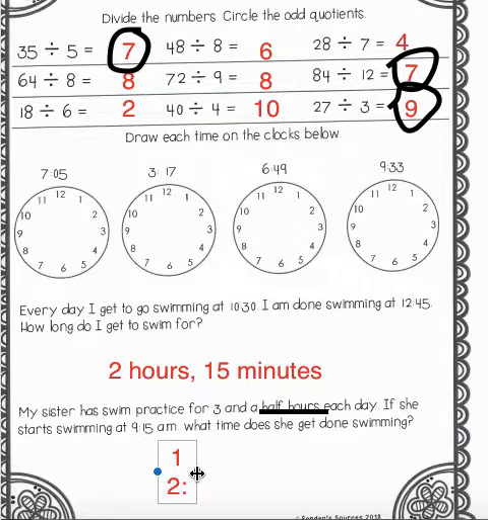So that would be 12:45. And it was a.m. when she started, but once it hits noon, so 12 o'clock in the afternoon, it is p.m. So it would be 12:45 p.m. when she stopped.